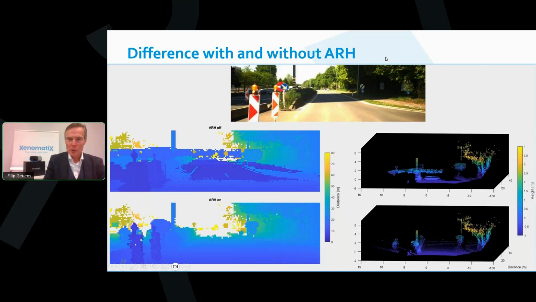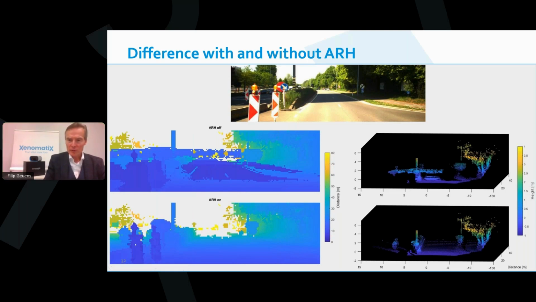Another slide to illustrate the strength of this advanced reflector handling. This shows a comparison with and without this feature. We have a scene here, an outdoor scene, where we have a number of reflectors nearby. We have some traffic signs left and right of the road. With advanced reflector handling active, all measurements are correct. Everything is very clean. On the right-hand side, you can see a very clean three-dimensional view on the scene.